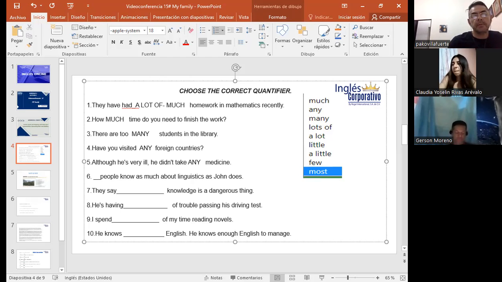A lot of people know as much about linguistics as John does. Know as much about linguistics as John does. What possible choices could be? Many. Could be many. What else? Any. No, because it's affirmative. A lot of. A lot of people. What else? Also, a few too. A few people know as much about linguistics, so there is a possibility too. Number seven.